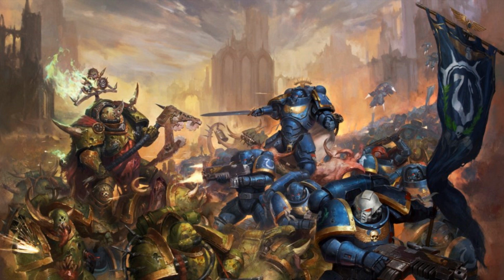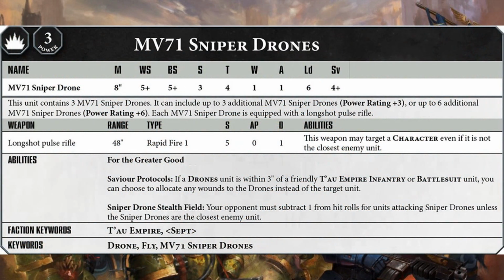So let's talk about how to properly read your codex or index, and what all the stats for your little dudes mean. Let's take a look at a unit profile. Most of the stuff is pretty self-explanatory.